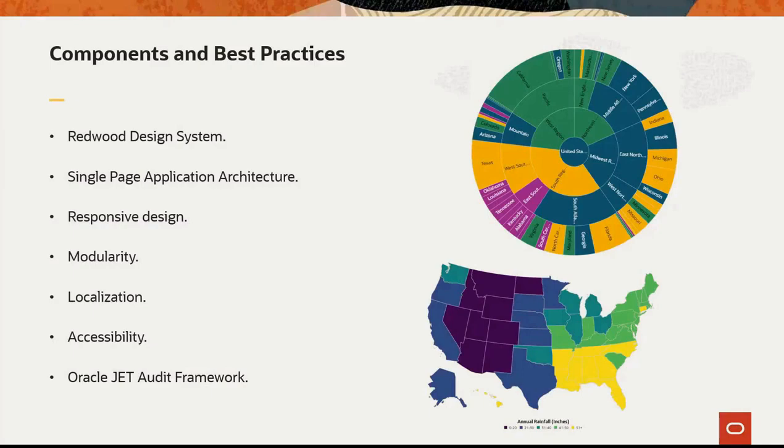Regardless of the architecture pattern that you choose for your app's development, JET provides a range of components and best practices, including the Redwood design system, single-page application architecture, responsive design, modularity, localization, accessibility, and an extensible audit framework, which are useful for developers working on large enterprise apps that need to leverage new techniques that modern innovations in TypeScript and JavaScript, HTML, and CSS make possible.